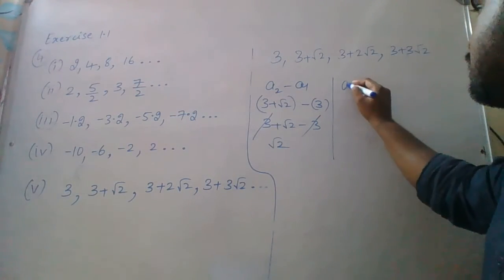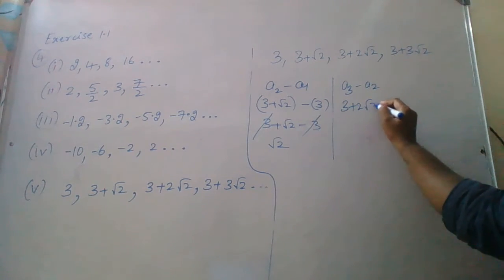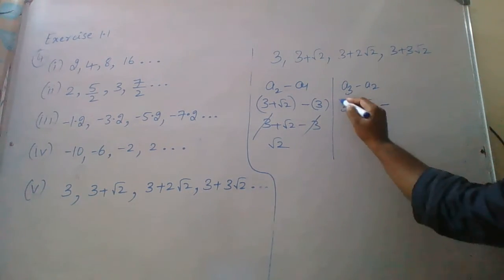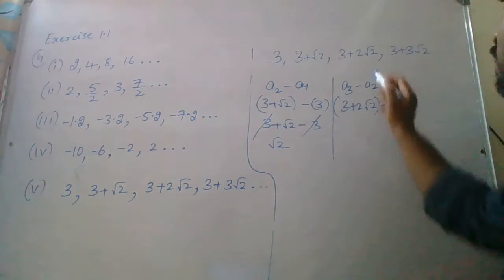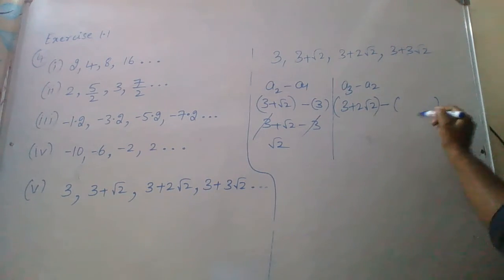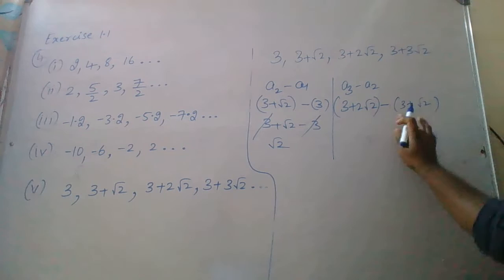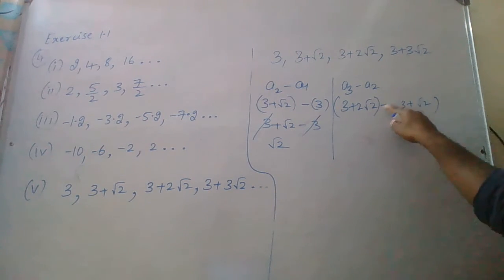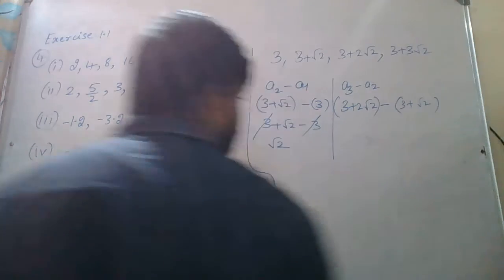Third term minus second term. The third term is 3 plus 2 root 2 minus. Whenever there are two terms, you just put a bracket. There are two terms here, so I put a bracket, minus. Again, in the second term there are two things, so put a bracket. If you don't put a bracket, then this minus belongs only to this 3, which is completely different. This minus belongs to both. So we have to put brackets.